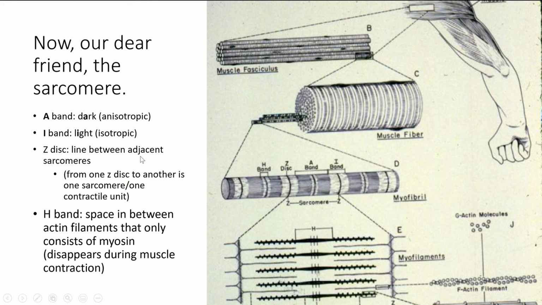The Z disc is going to be the line between adjacent sarcomeres, okay? So this whole thing is a bunch of actin, and where that unit repeats again and connects to another chunk of myosin is going to be a Z band, so it's kind of like an anchoring portion of the actin. From one Z disc to another Z disc is one sarcomere. But remember, all of this is actin and it overlaps with the myosin. All of this is myosin and it overlaps with the actin.